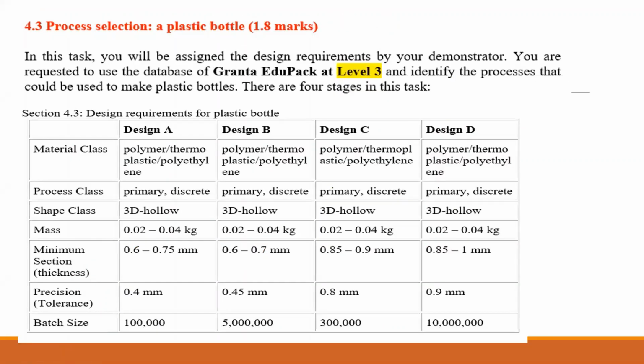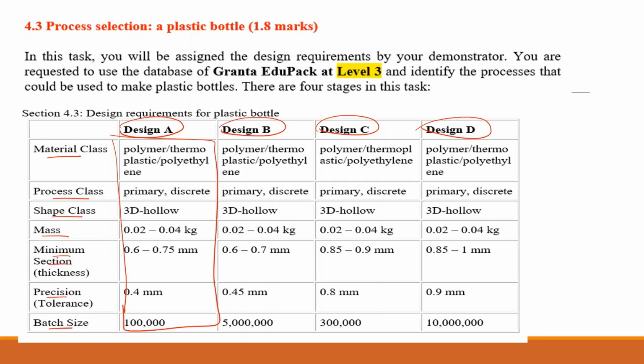In 3, we need to select processes for making plastic bottles. In this task, you will be assigned a design requirements by your demonstrator. You are requested to use the database of Granta EduPack level 3 and identify the processes that could be used to make plastic bottles. So these are the 4 requirement sets. So one of these will be assigned to you during your online class. So here we have given the material class, the process class, shape class, mass, minimum section thickness, precision, and the batch size. So you will get different data sets. So now we'll see what we have to do with this data set.